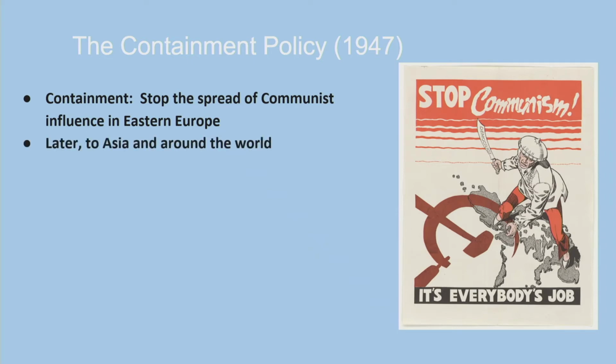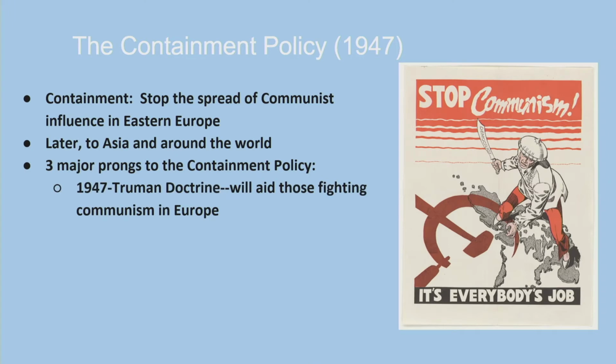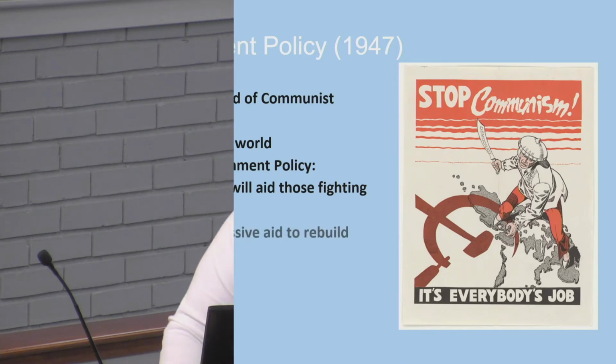So later on, we'll take that policy of containment, not from just Eastern Europe, but to Asia and to around the world. Those are the three major prongs that President Truman puts into place when we talk about containment. The Truman Doctrine in 1947, we're going to send money and aid to people who are fighting communist aggression. The Marshall Plan, we're going to help shore up our Western European neighbors and their economy so communism won't spread there. And then finally, we're going to form a military alliance with our Western European neighbors to prevent the Soviets from expanding and to provide them military support.